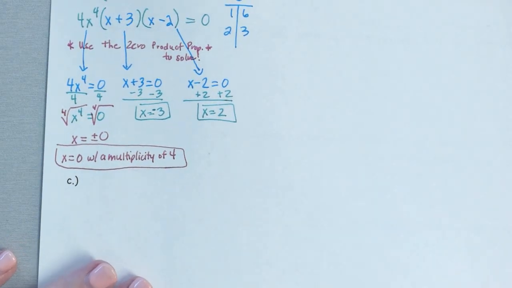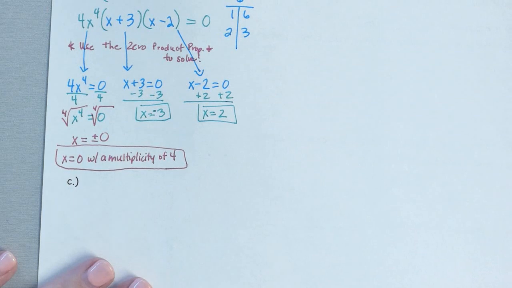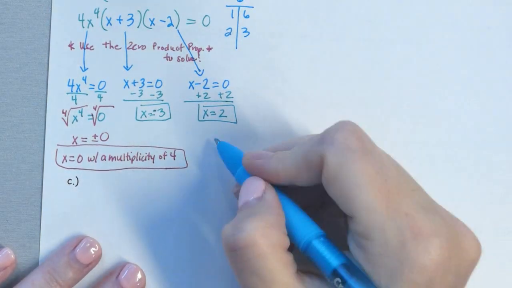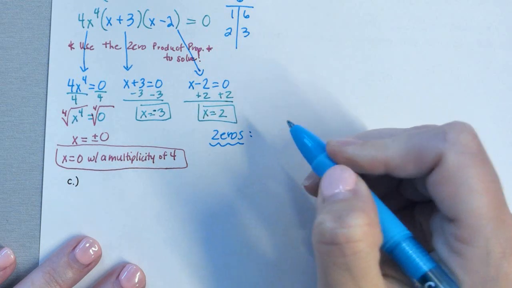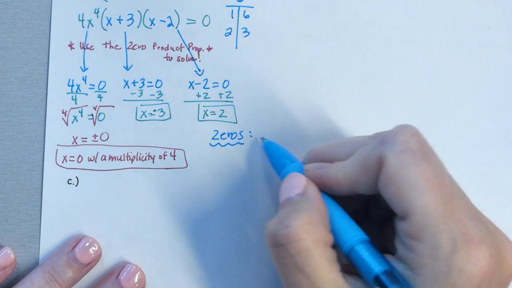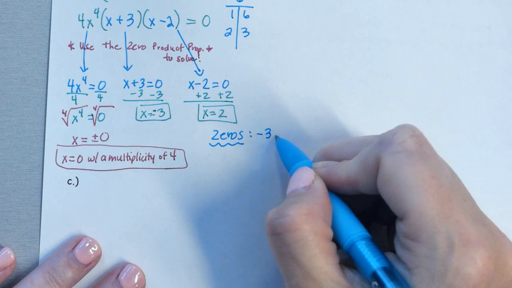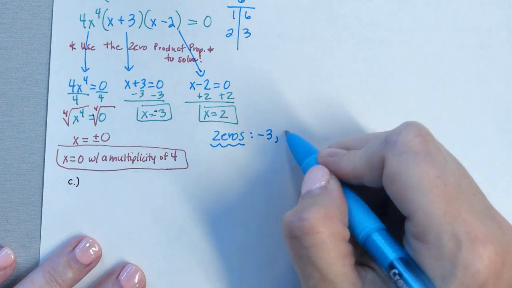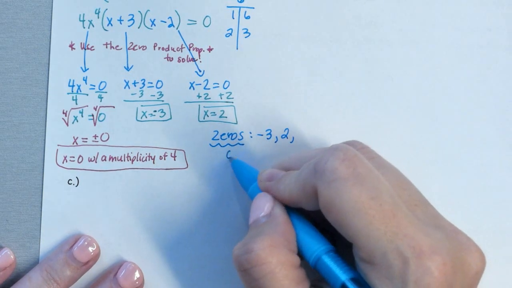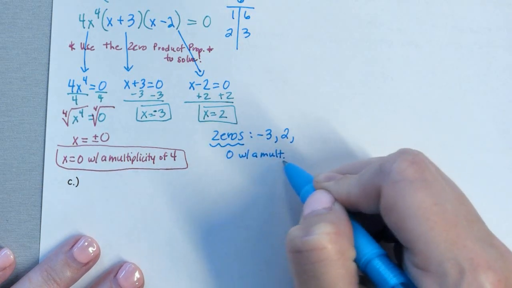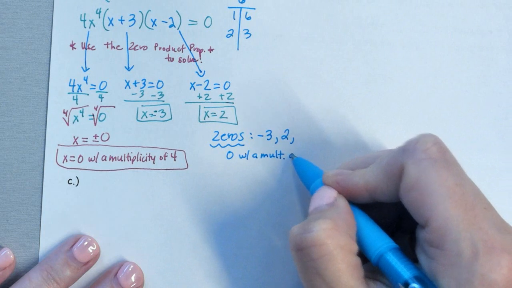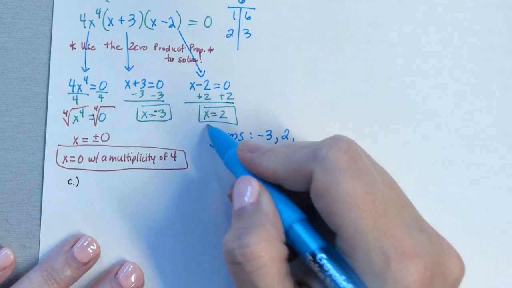And then what we're going to do is write out all of our zeros together. And after we do all of these parts, we're going to talk about a special pattern that happens. So the zeros are -3, 2, and 0 with a multiplicity, and you guys can abbreviate it like this, of 4.